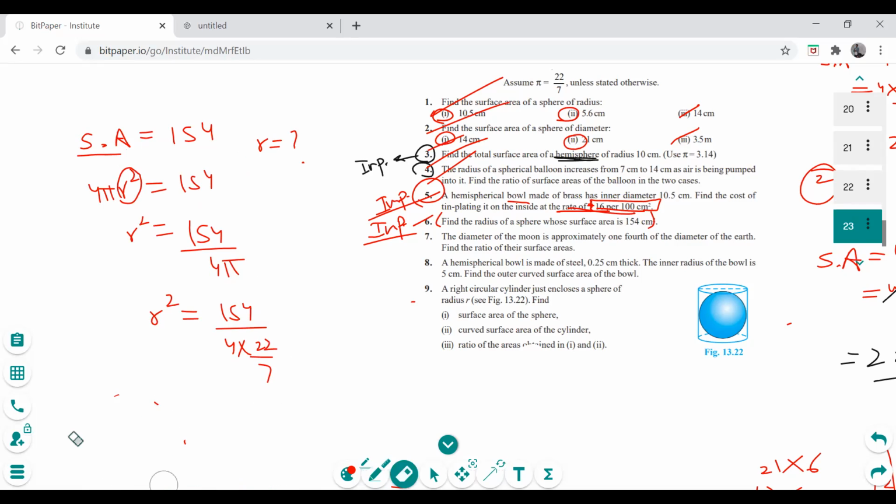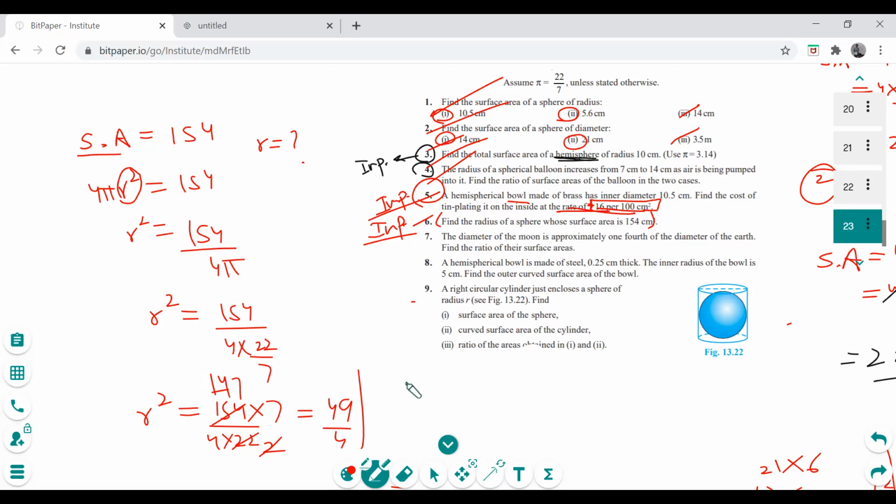So now let's solve this. It's very easy to solve. Let's take this guy 22 here and 7 up. Now 11 times 2 gives me 22. 11 times 14 gives me 154. 2 times 7 gives me 14. So 49 by 4. Now it's the r square. If I take the square root on both sides, what will be my square root of 49? Sir, 7. The square root of 4, 2. So my radius is 3.5 centimeter. Done.